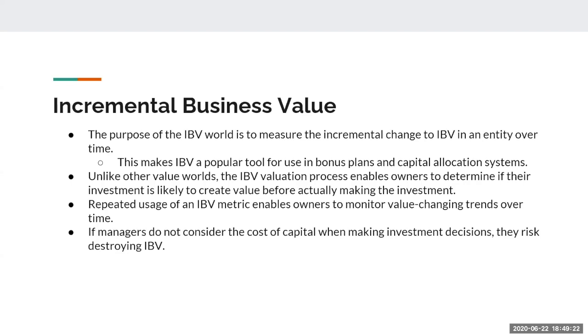I know we're short on time, but if managers do not consider the cost of capital when making investment decisions, they risk destroying their IBV right from the get-go. So if the investment wouldn't have a return in excess of the cost of capital, then it obviously wouldn't be a wise investment to make for the business.